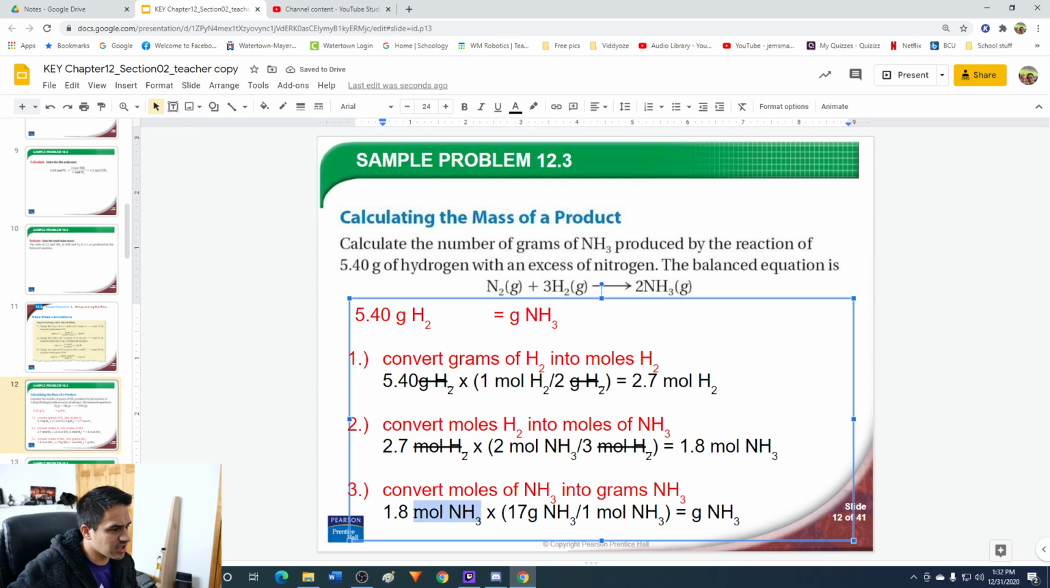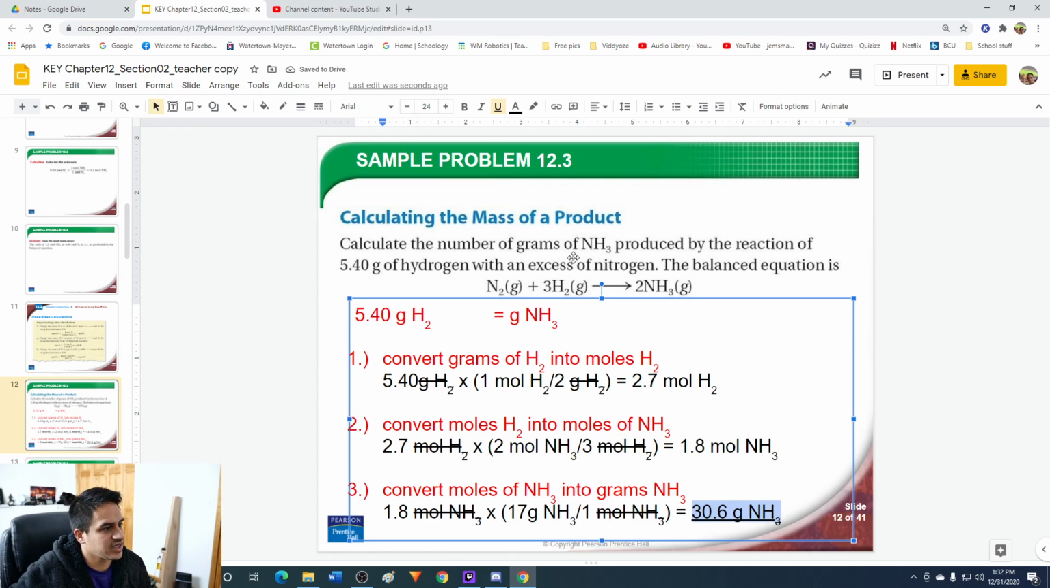Again, I'm going to cancel out my moles of NH3 and get into grams of NH3. And then that would be my final answer, because that's what the problem is asking for. So take 1.8 times 17 and I get 30.6 grams of NH3 would be produced.